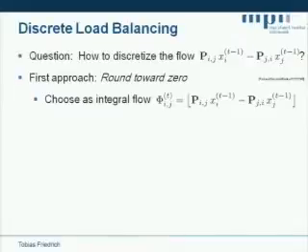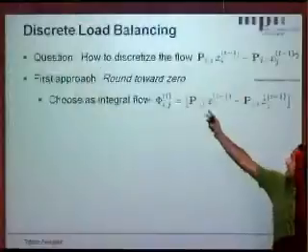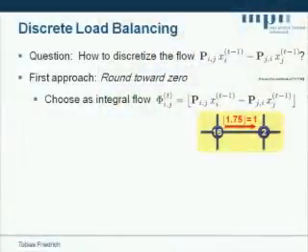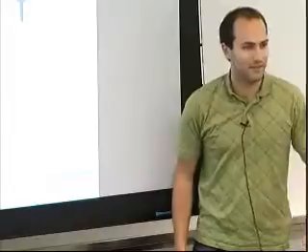It looks as follows. This is what we want to send in the continuous case. We just round it down. So this is the integral flow on an edge. Let's look at our example again. We wanted to send 1.75. We round it down and just send 1. I assume that this is the direction where it's positive.